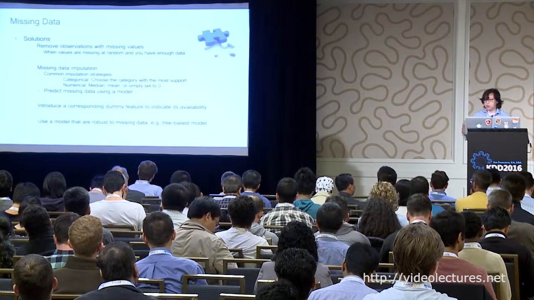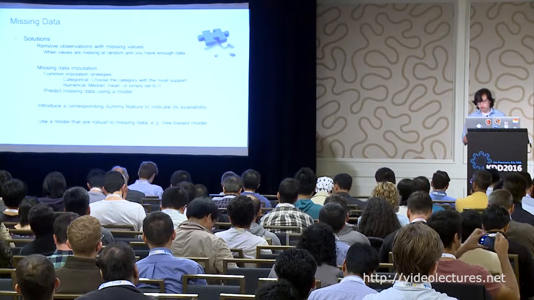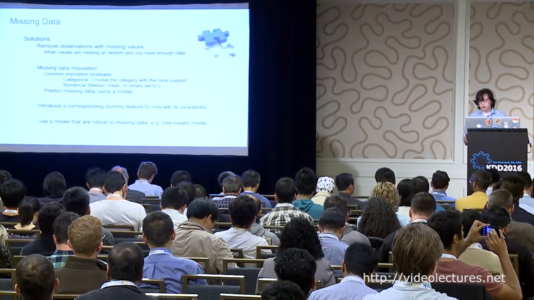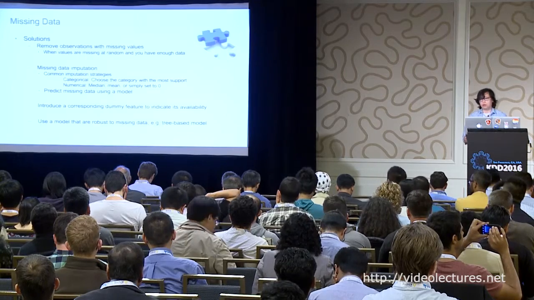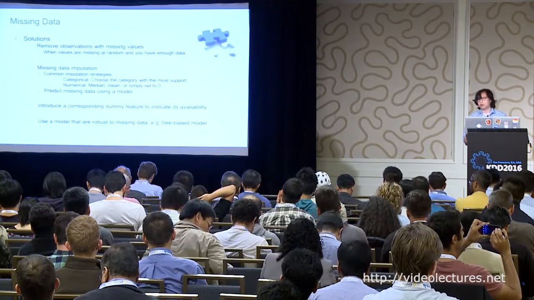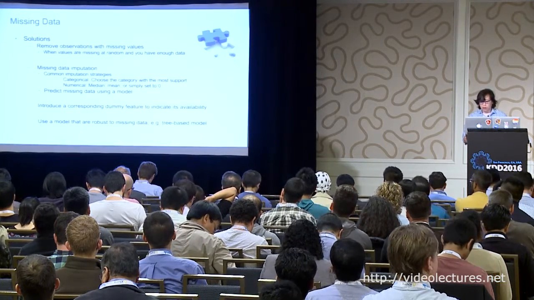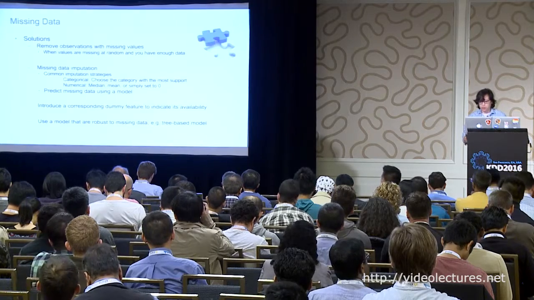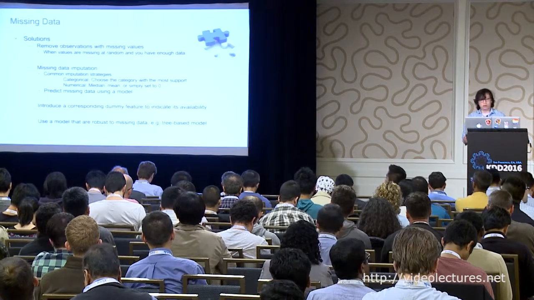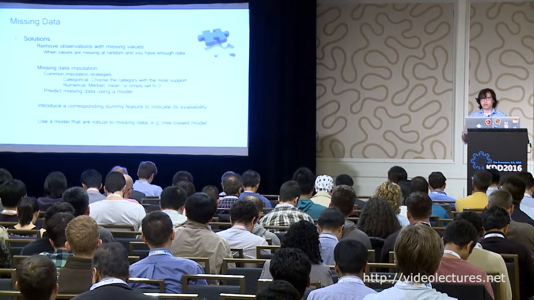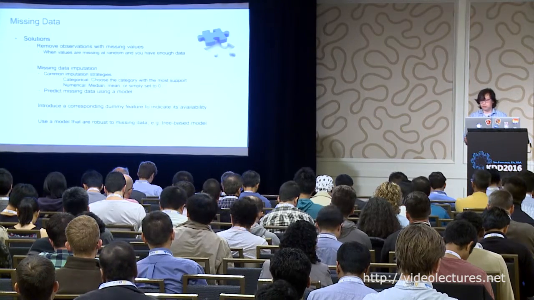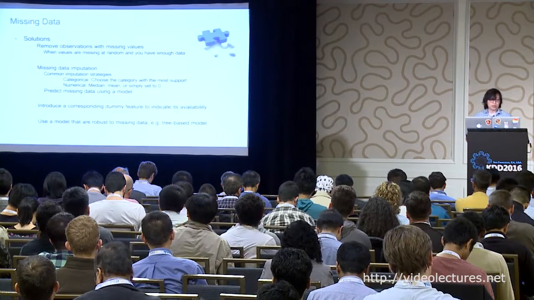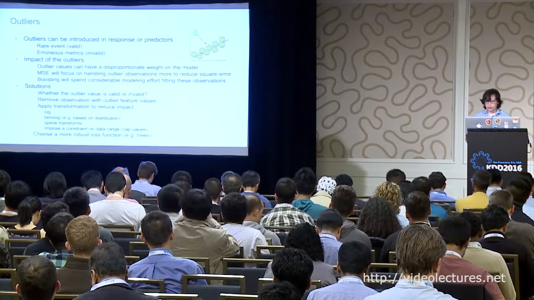Another common strategy we introduce here is to add corresponding dummy variables to indicate whether a feature is null or not null. Last but not least, you can choose a model that is robust enough to missing features. For example, a tree-based model is a very good choice.